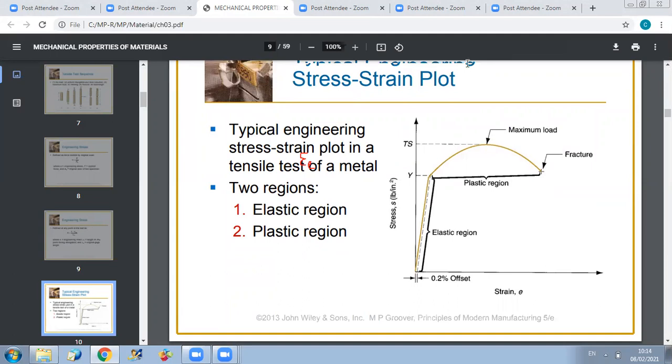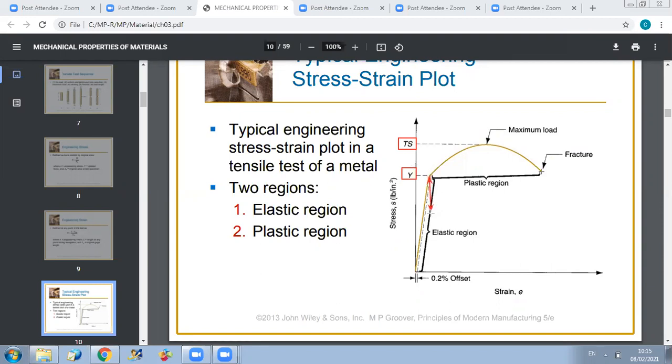Okay, and this is a very important plot from which we can get a high number of characteristics of the materials. First, an important characteristic is the yield strength that we will define together. So this is the yield strength. We can define also the tensile strength, which corresponds to the maximum load applied, and we can define two main phases, which are the elastic region and the plastic region.